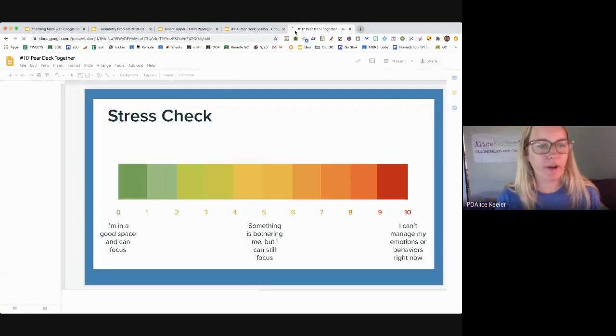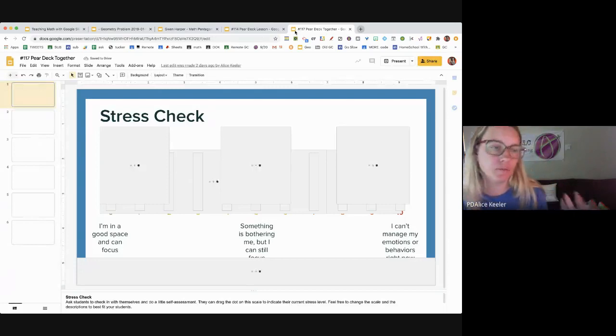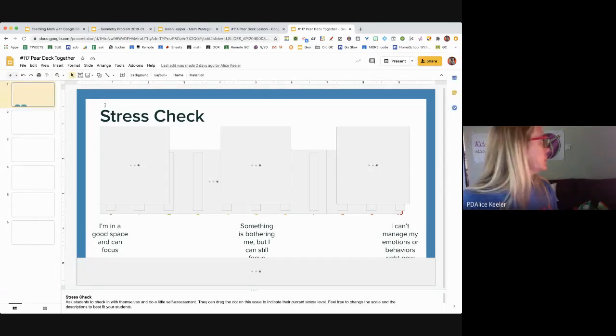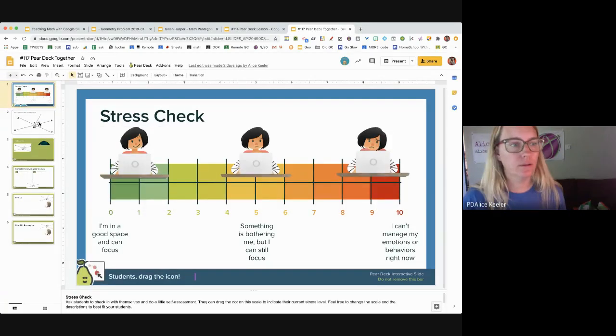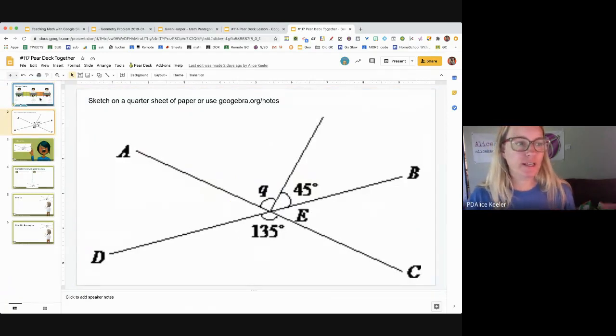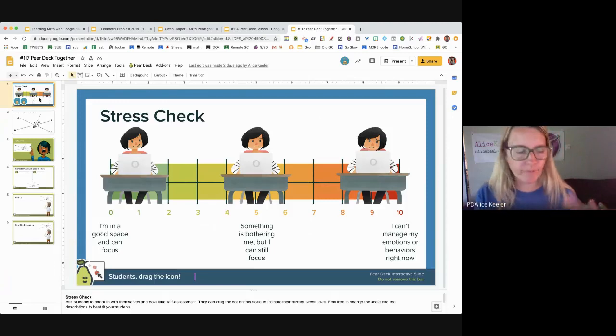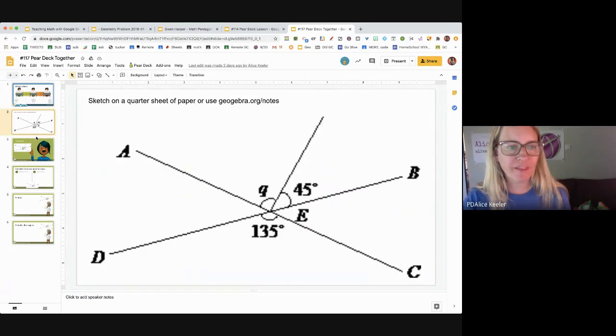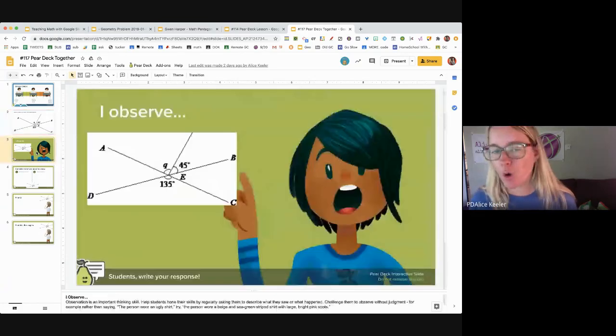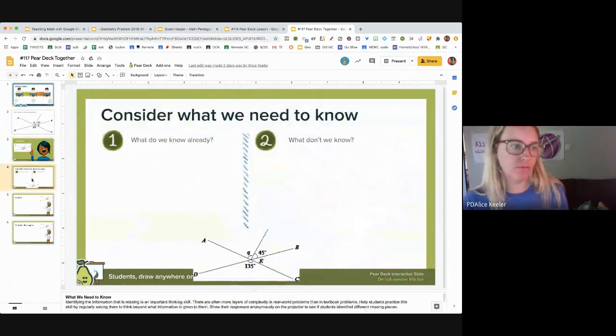This one was also Pear Deck. I did it in Google Slides. I mean, Pear Deck. That's the way it works. So first I just did this part of the Pear Deck slides. I could just have them drag it. And then I said, okay, go to geogebra.org/notes or use a quarter sheet of paper, sketch this out. And the first thing I want to know is, what do you observe? And no observation is too stupid. And then what do we know and what do we need to know?